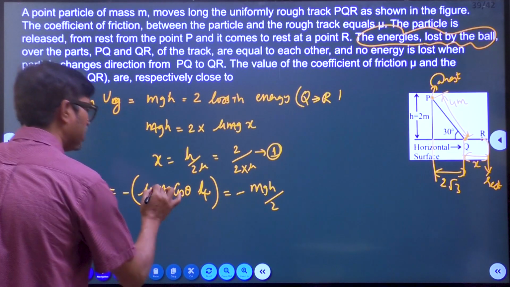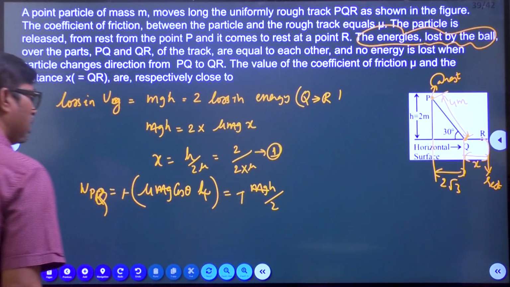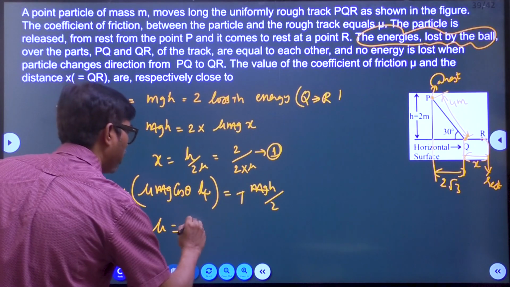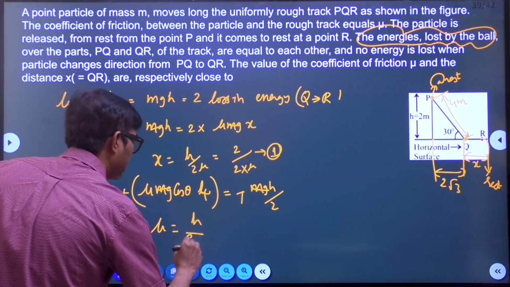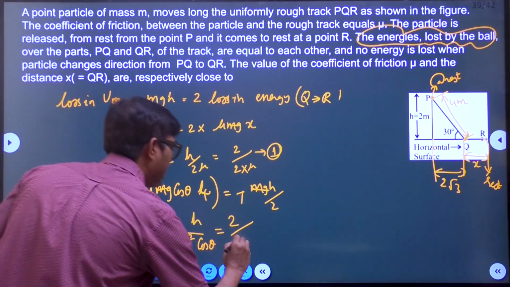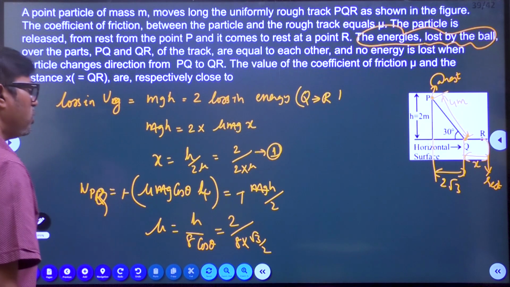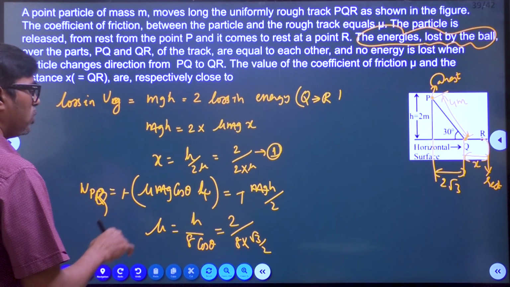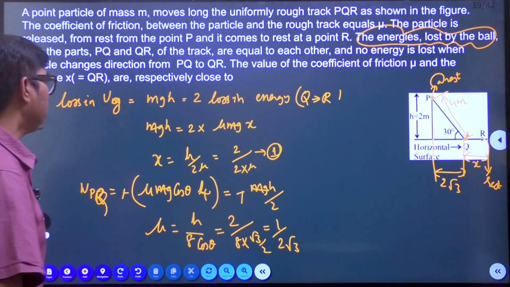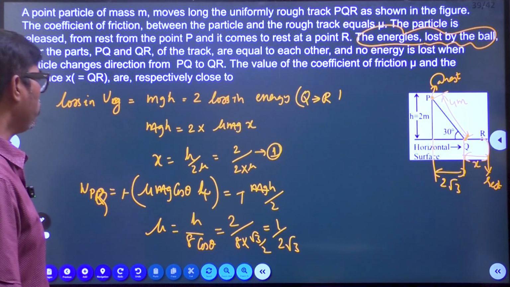So if you remove mg, and the mg and minus get cancelled, you will get mu from here. How much will I get mu? Mu equal to h by 4 2s are 8 cos theta. That is what I have. You can substitute. H is 2, by 8, cos 30 is root 3 by 2. So you will have 2 getting cancelled out. Then you have 4, 1 by 2, 1 by 2 root 3 is what I am getting. Very good. So mu equal to 1 by 2 root 3.